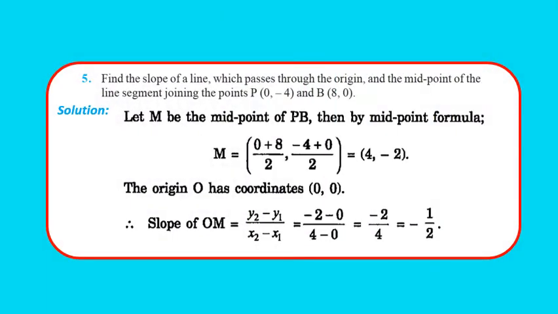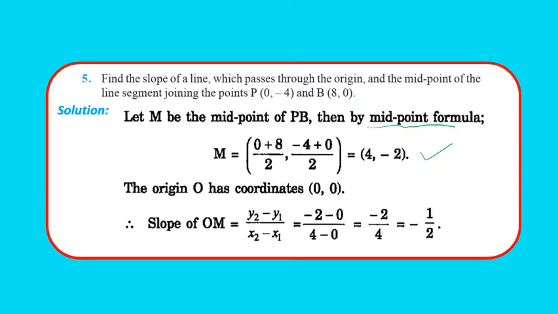Next is question 5. Find the slope of a line which passes through the origin and the midpoint of the line segment joining the points P(0, minus 4) and B(8, 0). So this line is passing through the origin and the midpoint of points P and B. Let M be the midpoint of PB. Then using the midpoint formula, the coordinates of M will be (0 plus 8) upon 2 and (minus 4 plus 0) upon 2. So we get the coordinates of M as (4, minus 2).